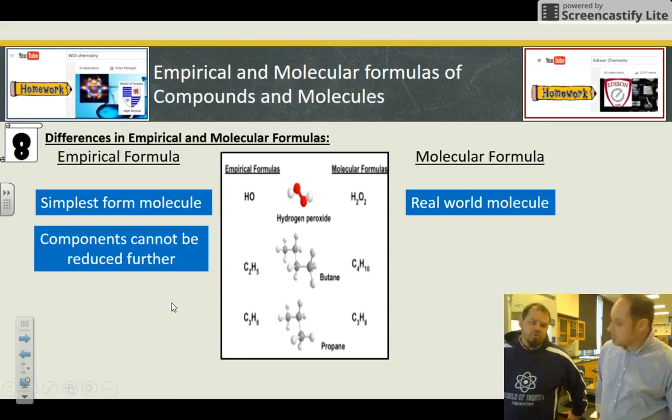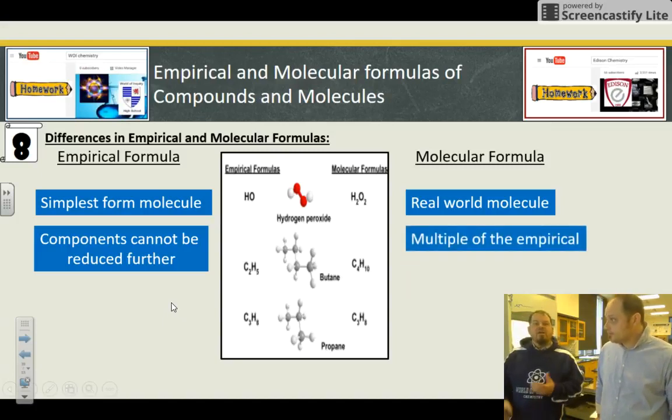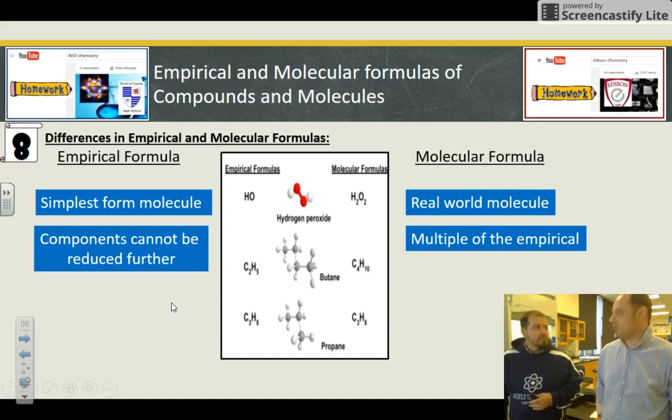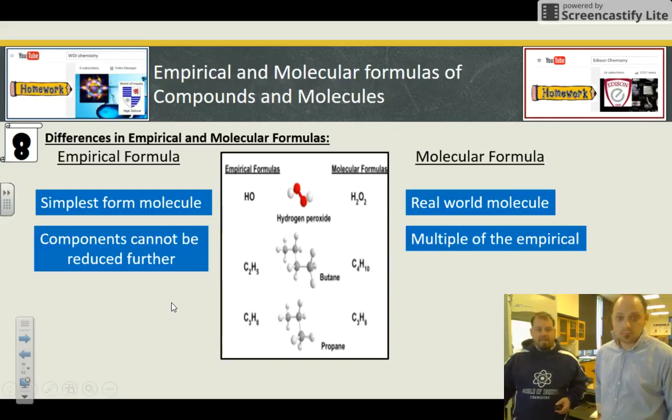Now, the cool thing about these real world molecules is that they are some multiple of the empirical formula. For H2O2, if I take that HO and multiply it by 3, I'd have H3O3, and I could make that real world molecule. And I could take that C2H5 and multiply it by 4 to get C8H20. It would be a real world molecule.